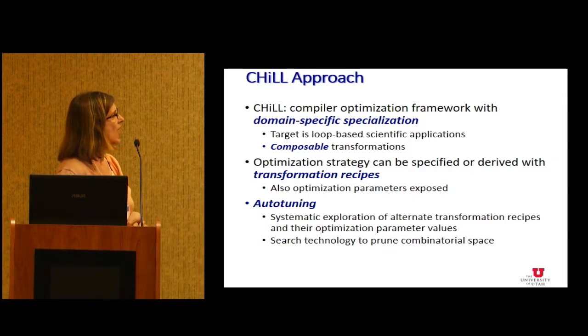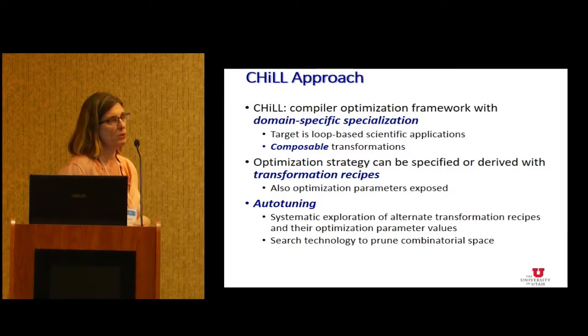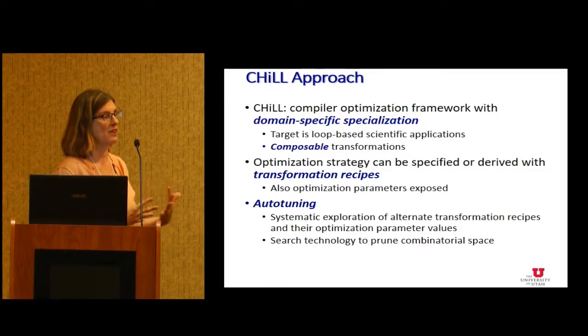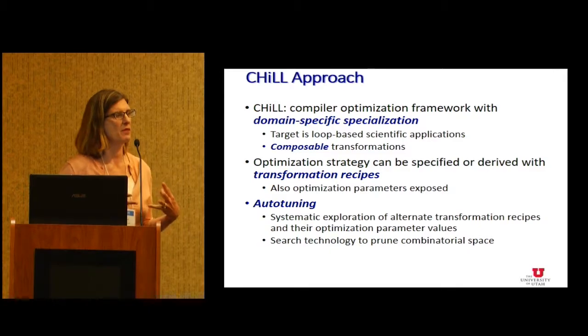Okay, and so the optimization strategy can be specified with transformation recipes. These could be derived automatically. In some of our work, they're derived automatically, but otherwise you have a way of explicitly describing how you want to optimize the code. And then the key idea, and the one that kind of holds it all together, is that CHiLL is designed around this concept of auto-tuning.